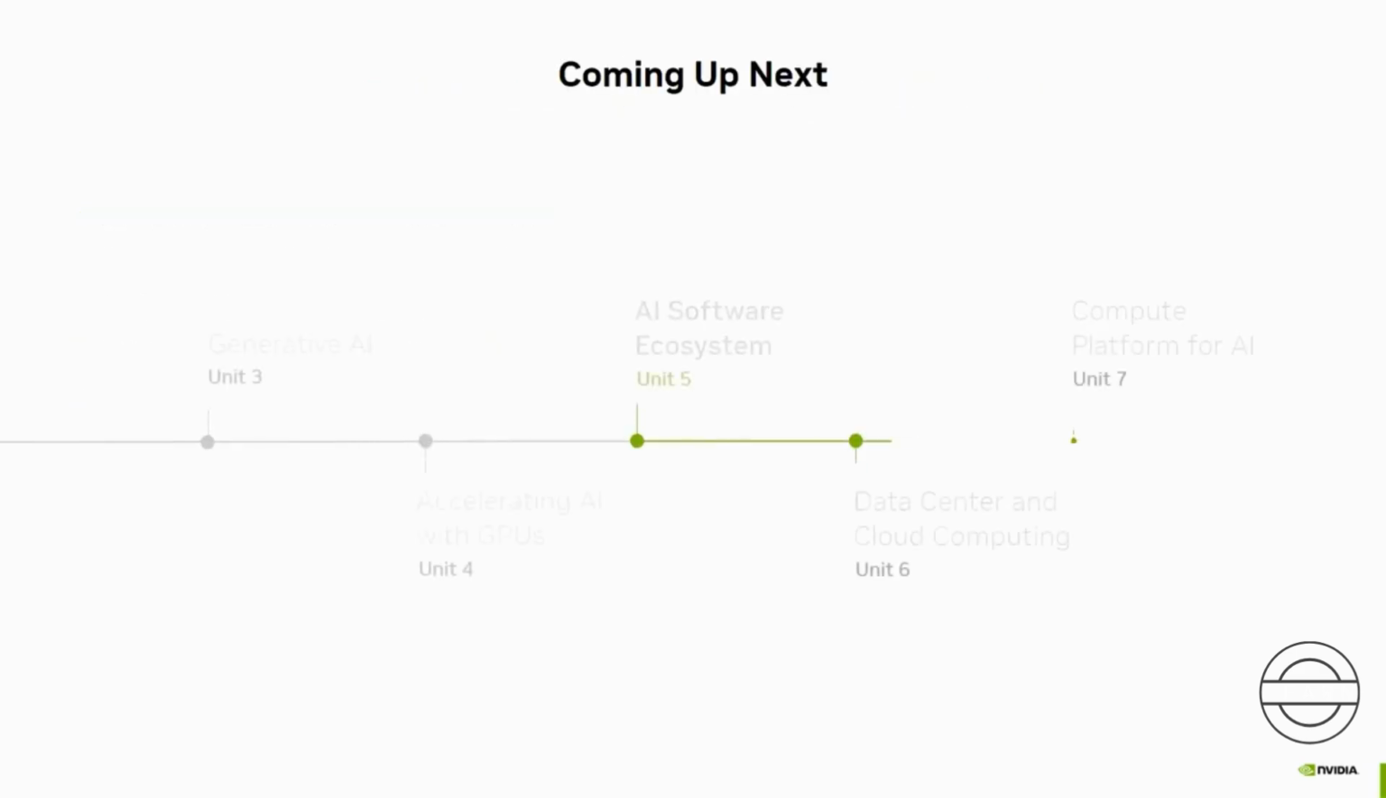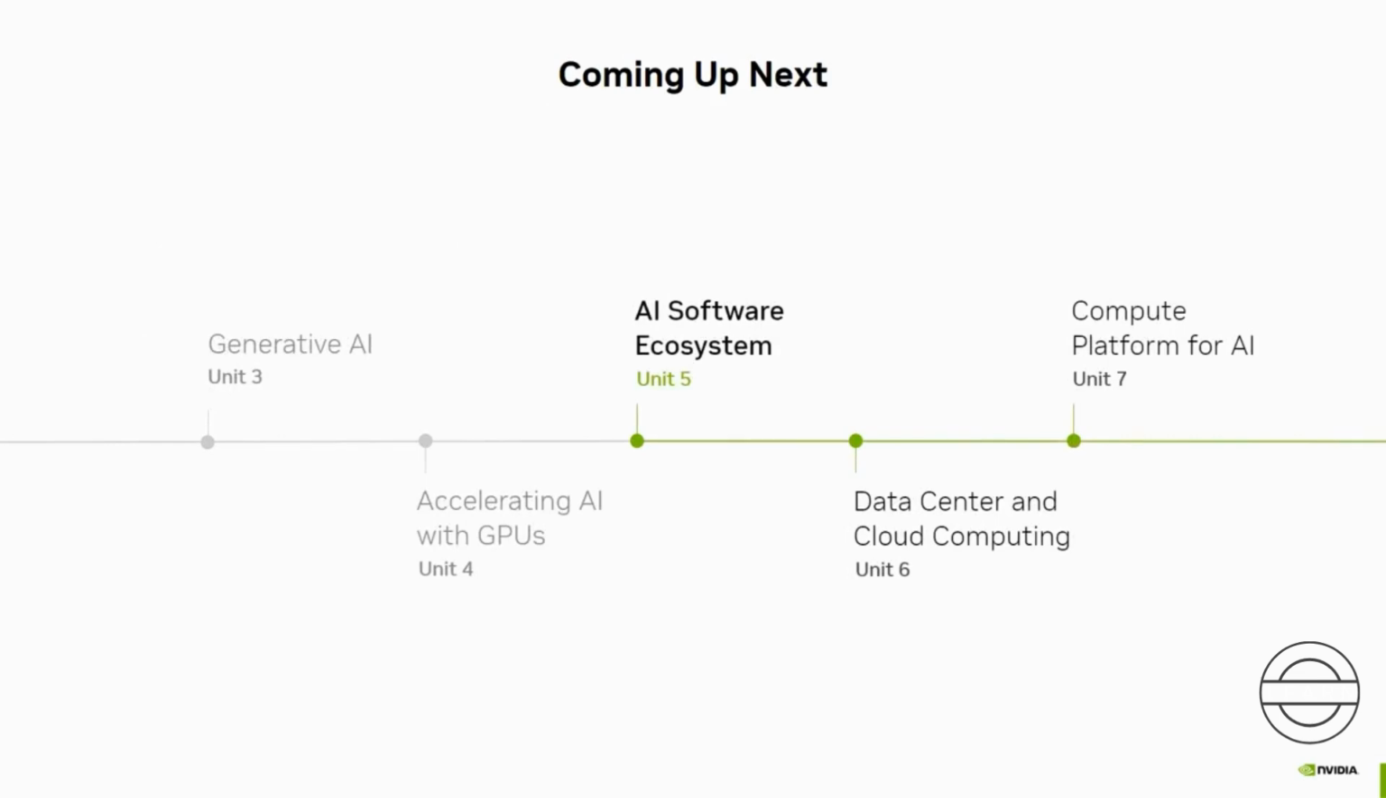Great progress. Don't stop here. Continue the journey with Unit 5, AI Software Ecosystem, which details a dynamic and rapidly evolving landscape where cutting-edge algorithms, frameworks, and tools converge to enable groundbreaking artificial intelligence applications. See you in the following unit.